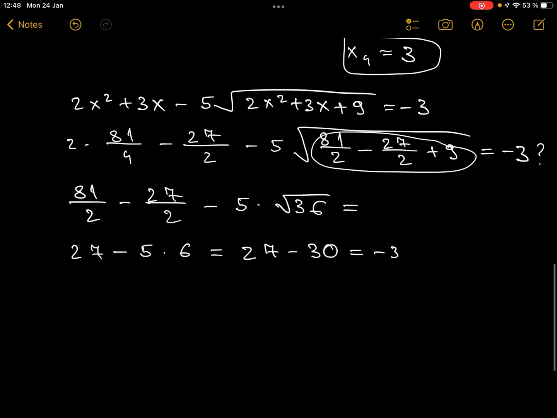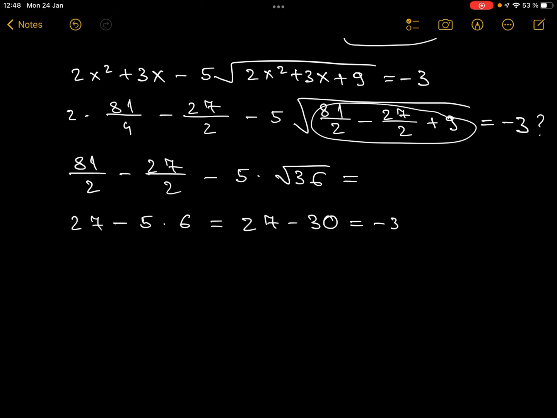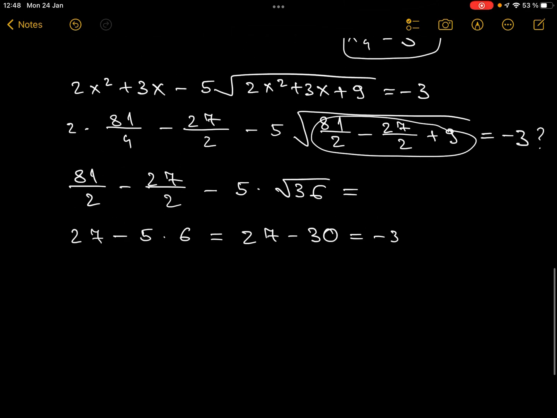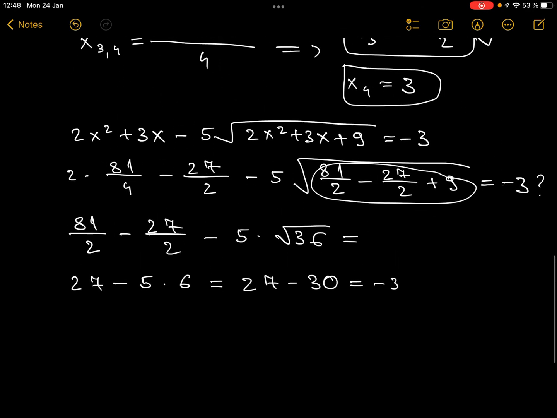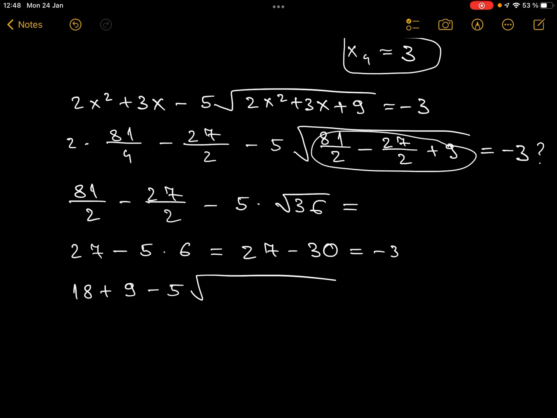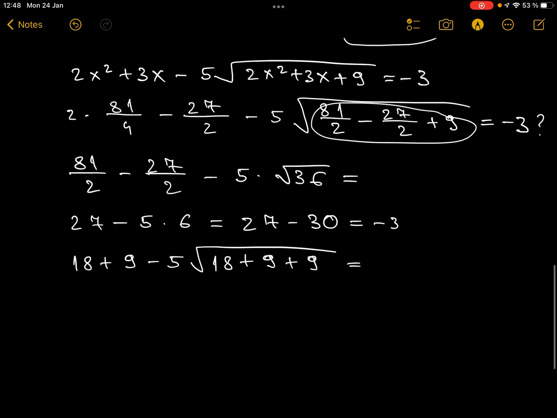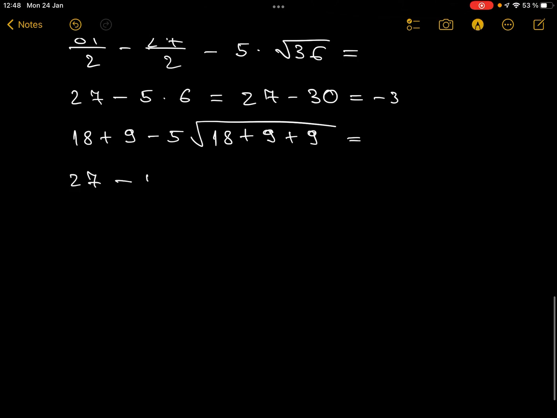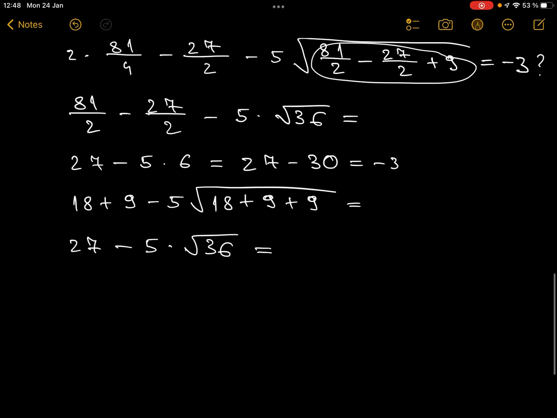When we try it out for our second solution, 3 to the second power for x4, which is 3. 3 to the second power is 9, times 2 is 18, plus 3 times 3 gives us 27, minus 5 times the square root of 2 times 9, which is 18, plus 9, is equal to 27 minus 5 times the square root of 36, which is 27 minus 5 times 6, 27 minus 30, which is equal to -3.